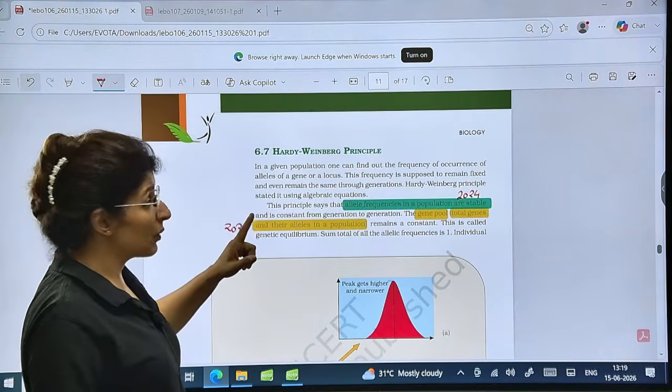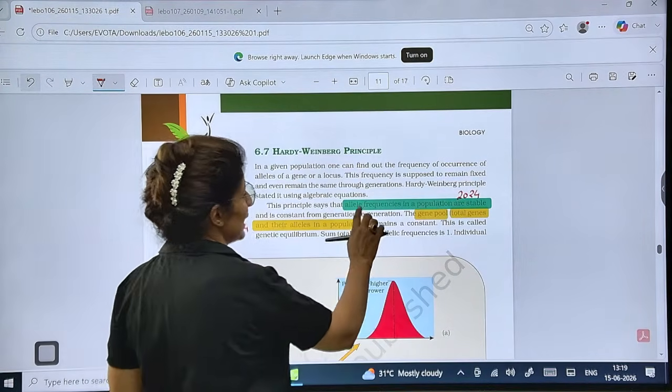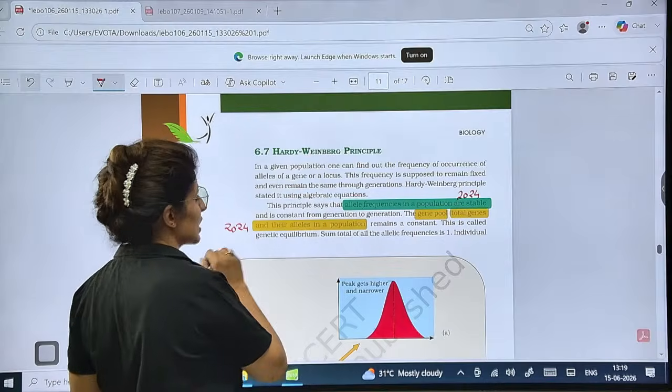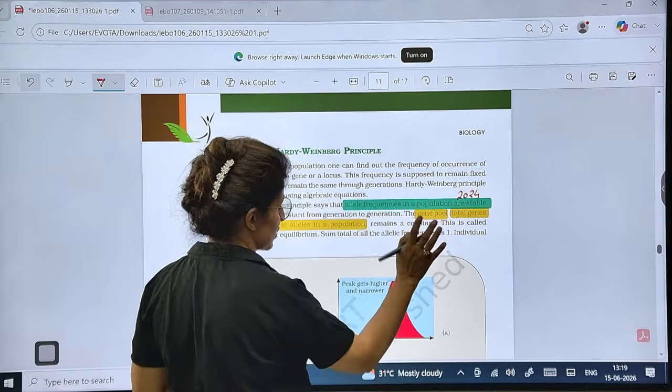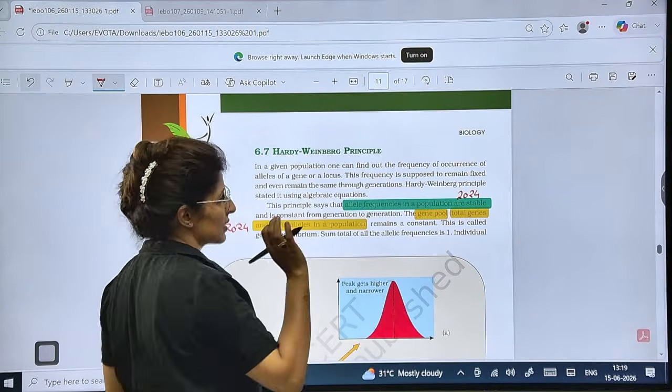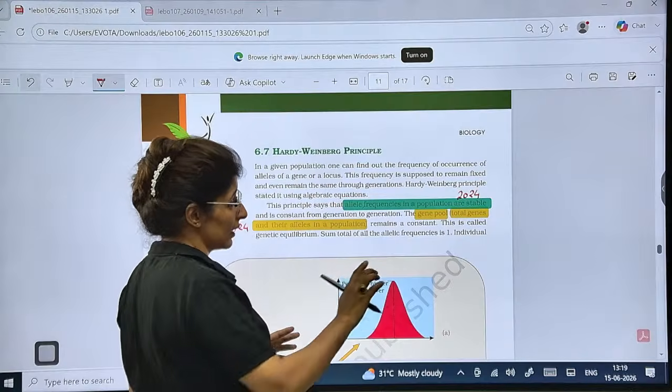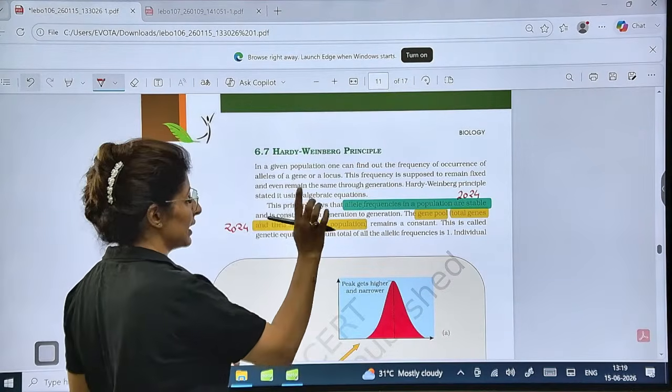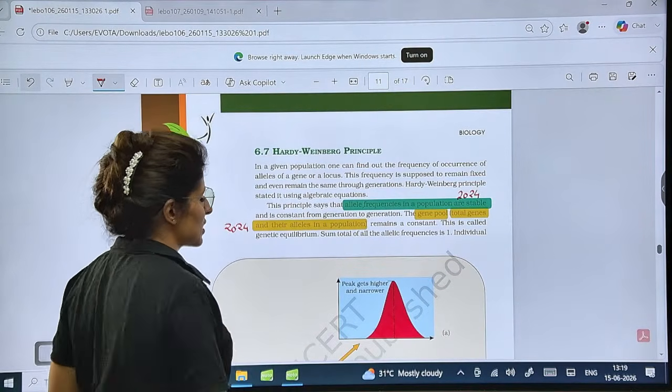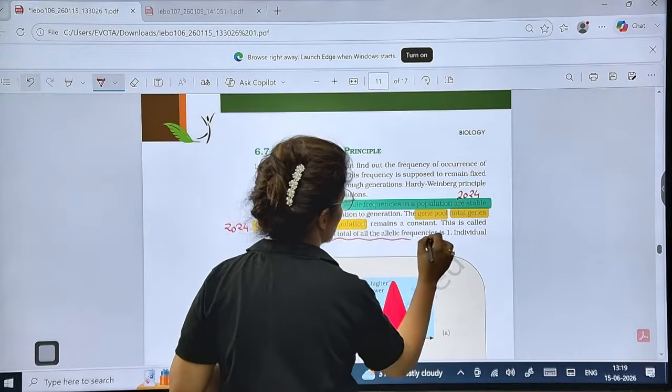Now talking about Hardy-Weinberg principle, allelic frequency in a population is stable generation after generation, but for this there are certain criteria. The gene pool, or the total genes and their alleles in the population, remains constant. Sum total of all the frequencies is 1.